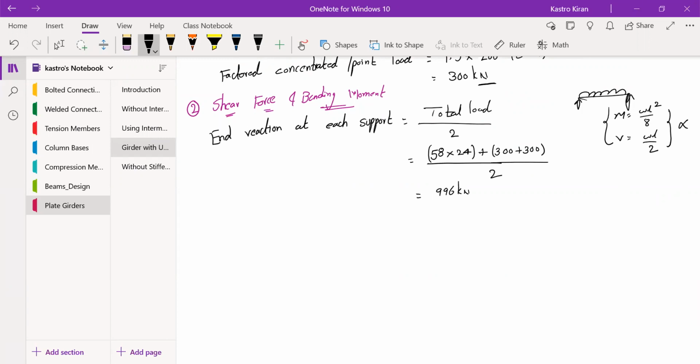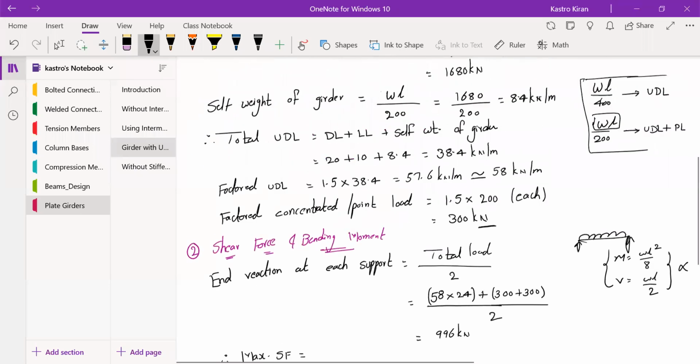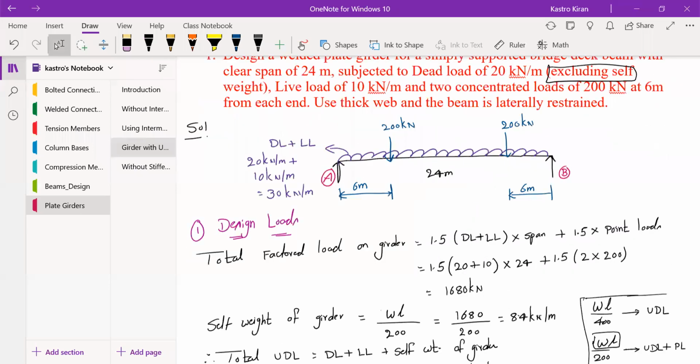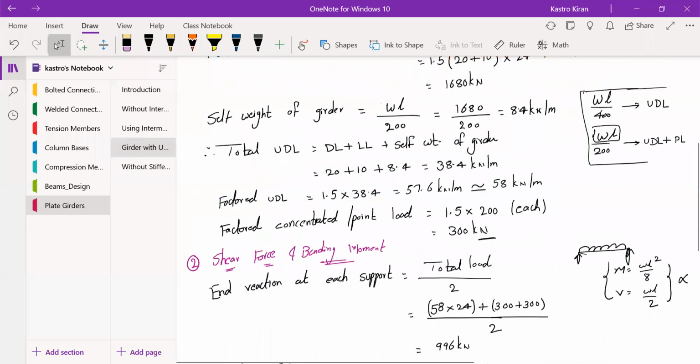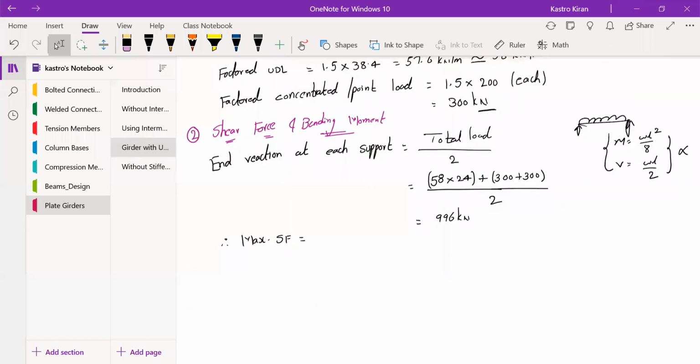So now let's find out the maximum shear force. Usually when you are solving for shear force and bending moment diagrams, you have to find out the shear force values at each and every point: shear force at A, shear force at B, shear force at D, and likewise. Since that becomes a lengthy process, you can cut short that process and solve in this way.